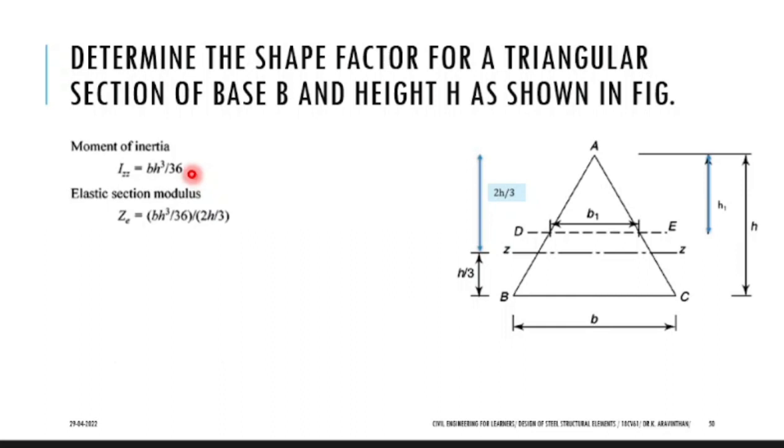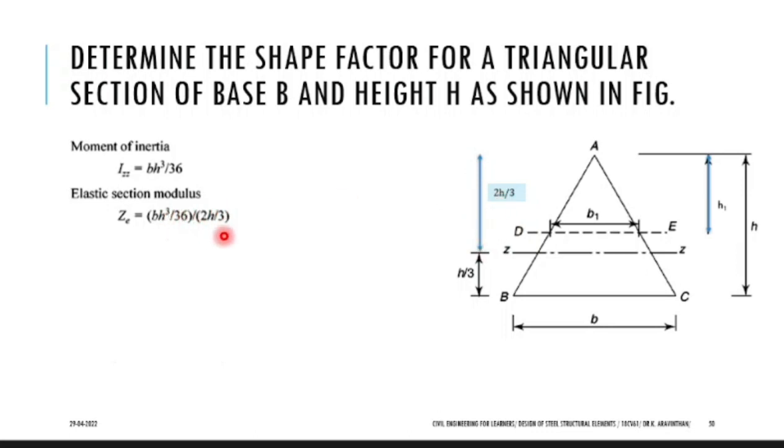What is I? I is given here. Y is the distance from the neutral axis. See, this is the neutral axis. From the base, you will be getting the centroid at 1/3 of height. Yes or no? The rest of the distance will be 2/3 of height. So this is the total height. Hence, finding from the top, you will be getting 2/3 of height.